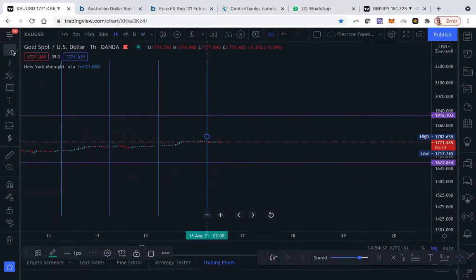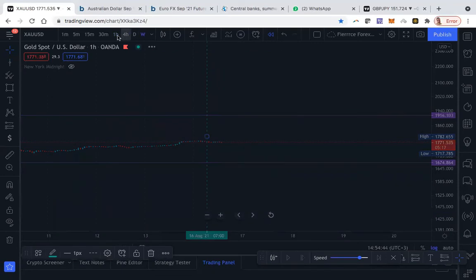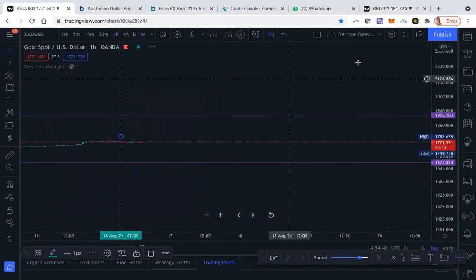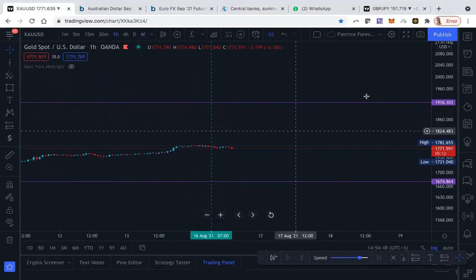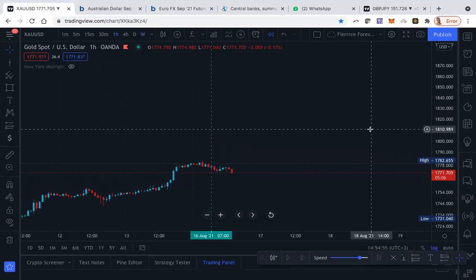I like to look at the market on Monday in terms of where the market opened. For me, I like to look at it.